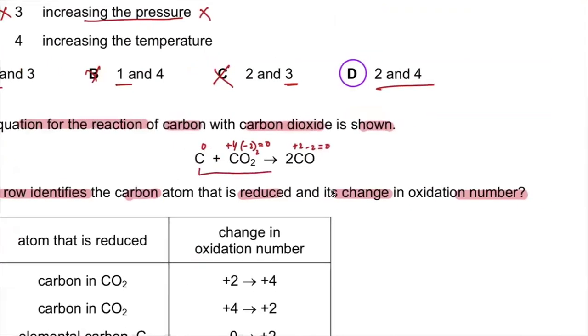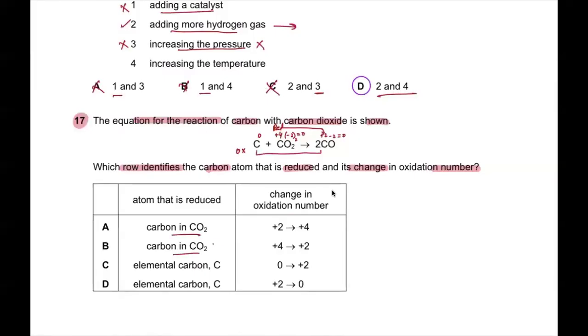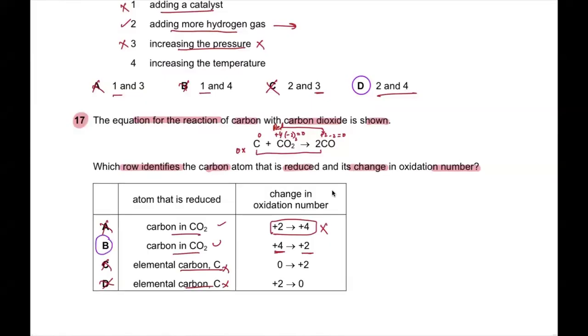So if you see, this changes from 0 to +2, which means it is being oxidized. And this changes from +4 to +2, which means its oxidation number decreases. So this one is reduced. So the atom that is reduced is the carbon in CO2. The element carbon, the carbon which is only C, has been oxidized. Is this clear? And the one that is reduced has its oxidation number changing from +4 to +2. That's what we have identified. Here there is an increase in oxidation number, which means oxidation. So A, C, and D go wrong, and we are left with only option B. So B is the correct answer. I hope it's understandable till here.